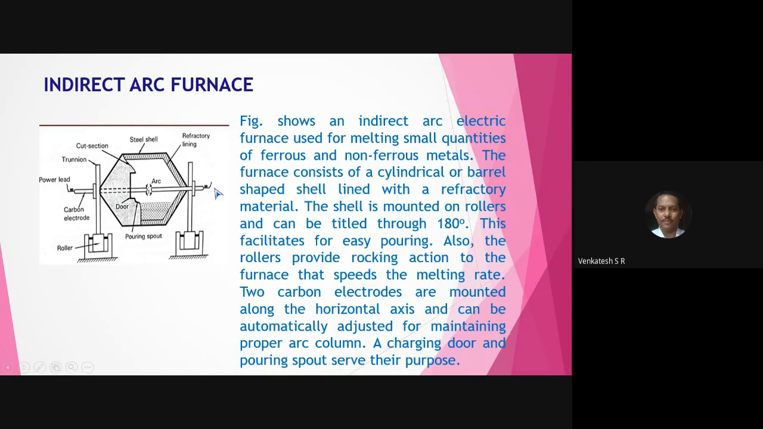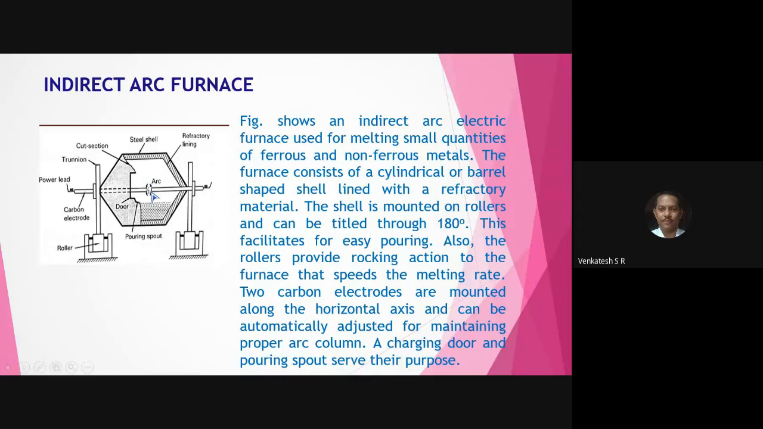All of you observe here. The ends of the copper electrode are connected to the power supply and placed inside the bearing. And this is the pouring spout and this is the door. And all of you observe here, at the bottom you have two rollers, which are used for tilting the furnace up to 180 degrees.